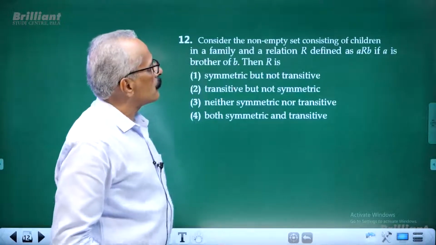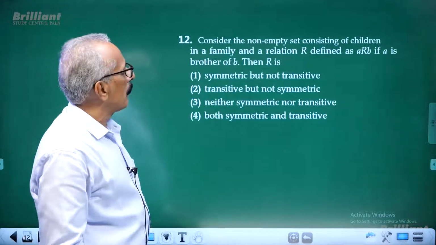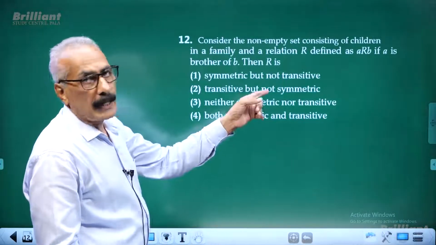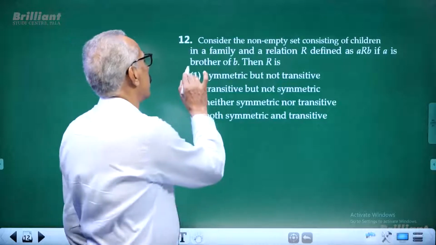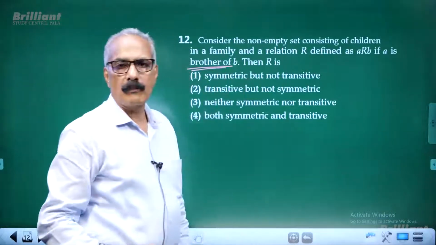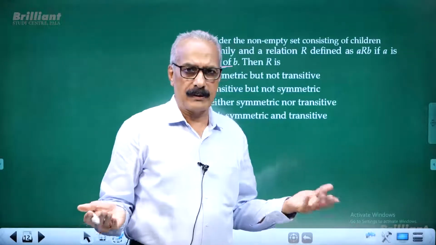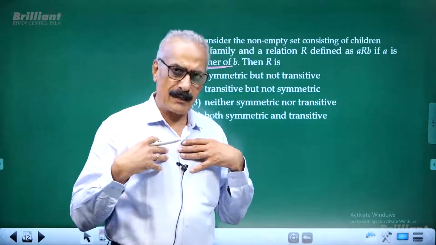Consider the non-empty set consisting of children in a family and the relation R defined as: A R B means A is the brother of B. First of all, reflexive. We never say it is reflexive, isn't it? I am the brother of myself. Will I say that? No, never.